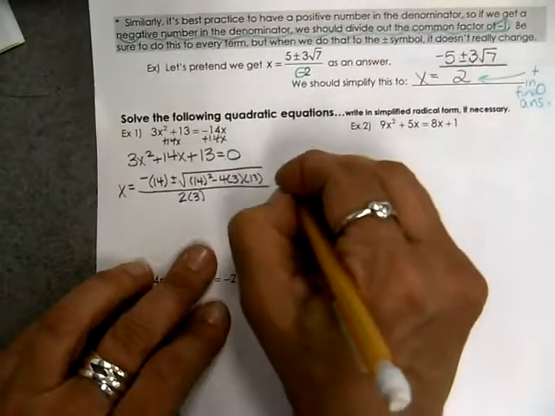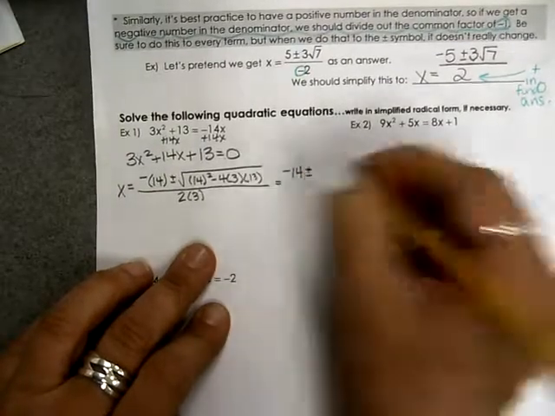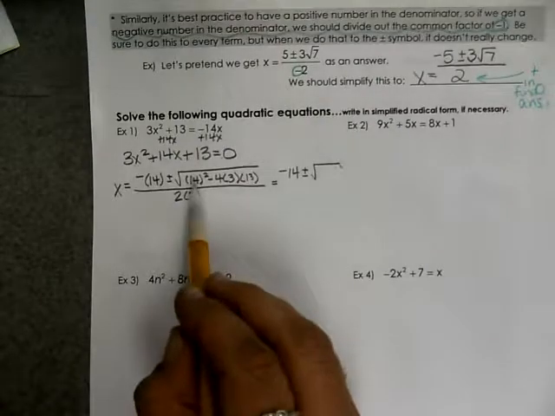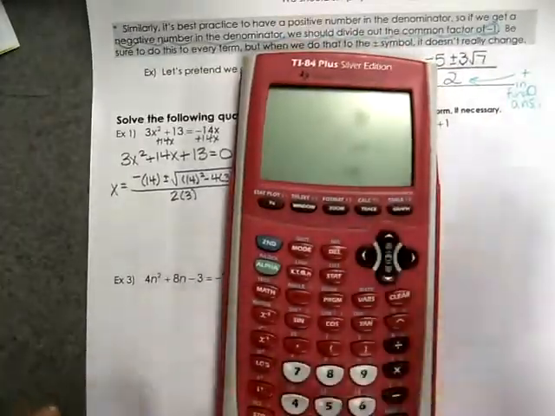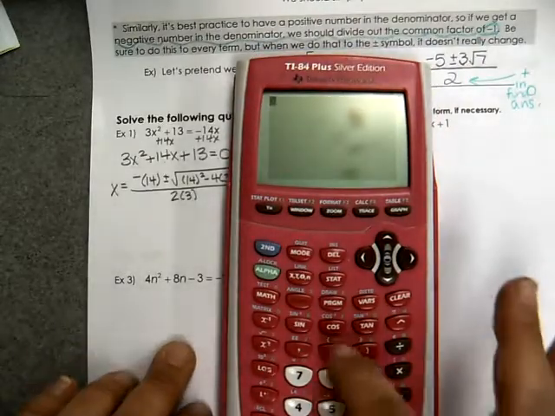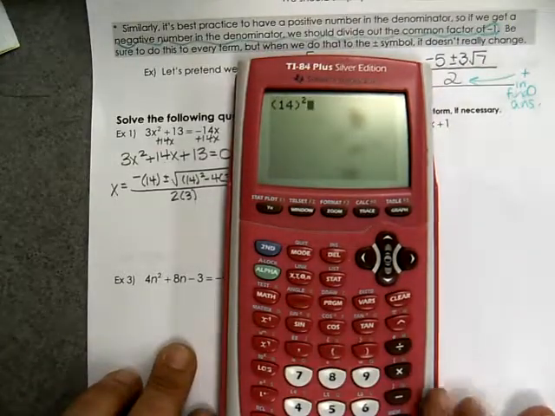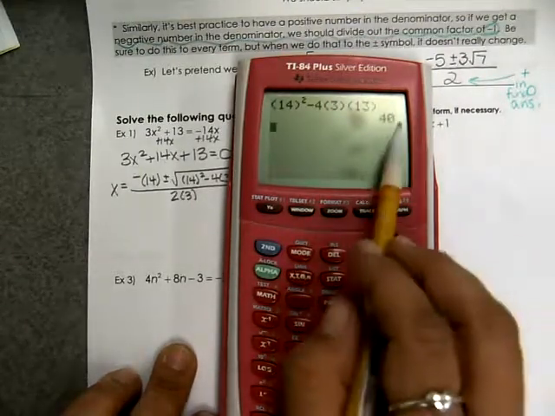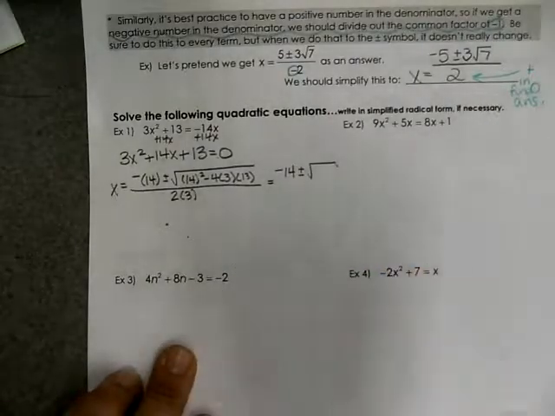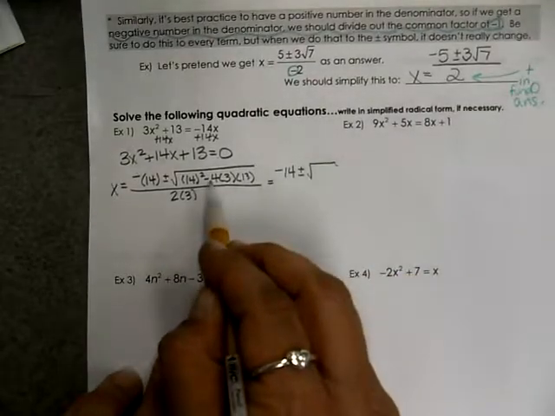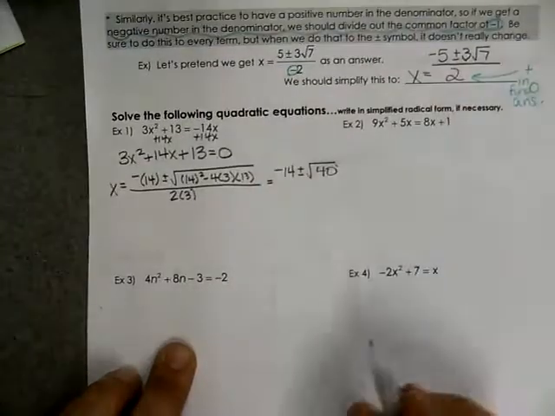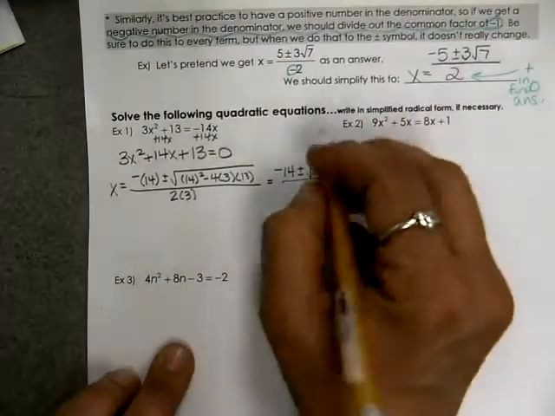So we talked about simplifying the three pieces. First, let's simplify negative 14. That just becomes negative 14 plus or minus the square root of. Let's find our discriminant. Remember, we did that, just a little review, by putting the whole thing in our calculator. 14 squared minus 4 times 3 times 13. And we get 40. If you don't have a calculator, remember you could do 14 squared, you could do negative 4 times 3 times 13 and deal with it. But if you have a calculator, might as well utilize it. And then 2 times 3 gives me 6.